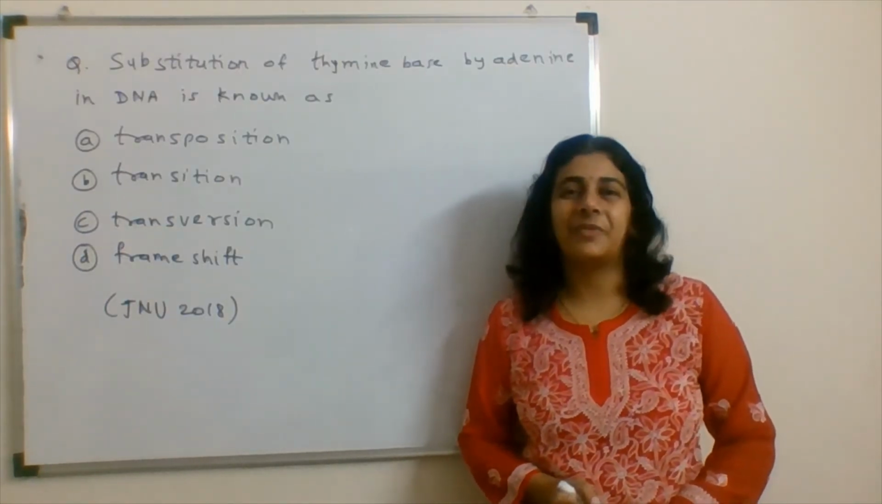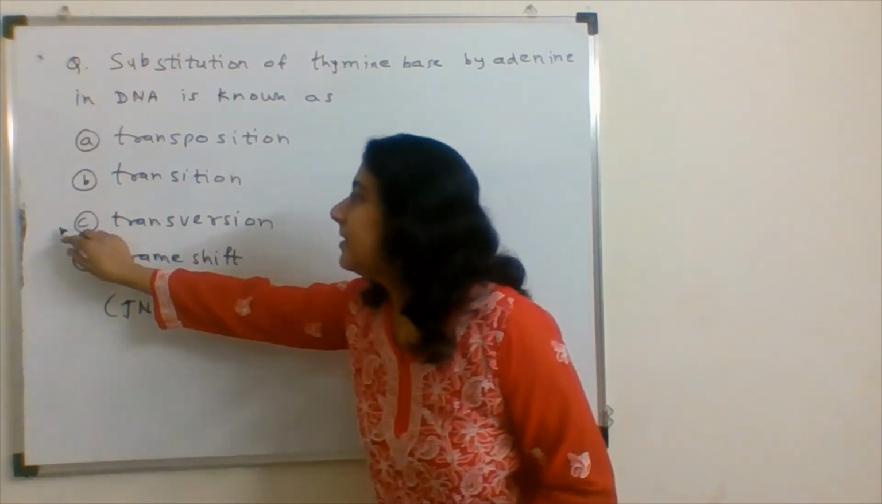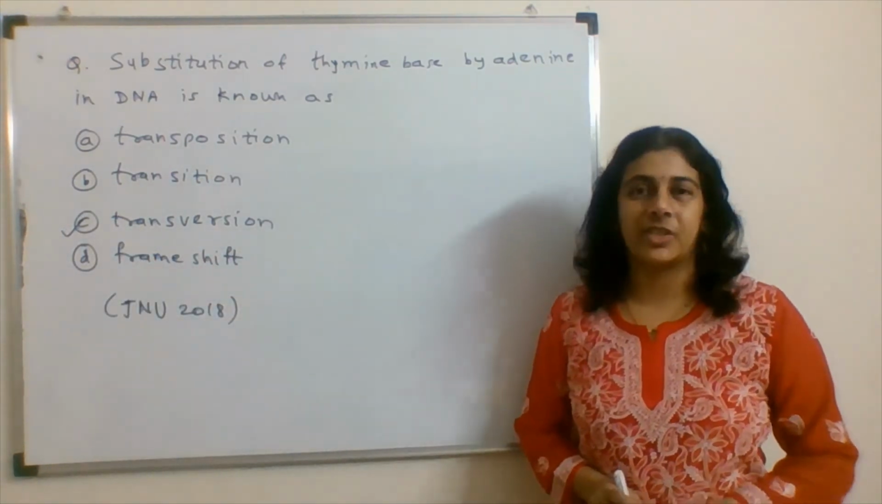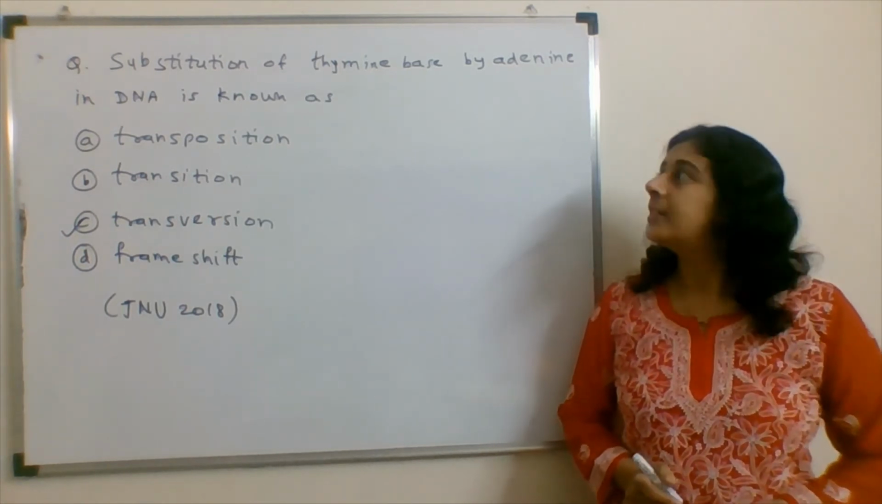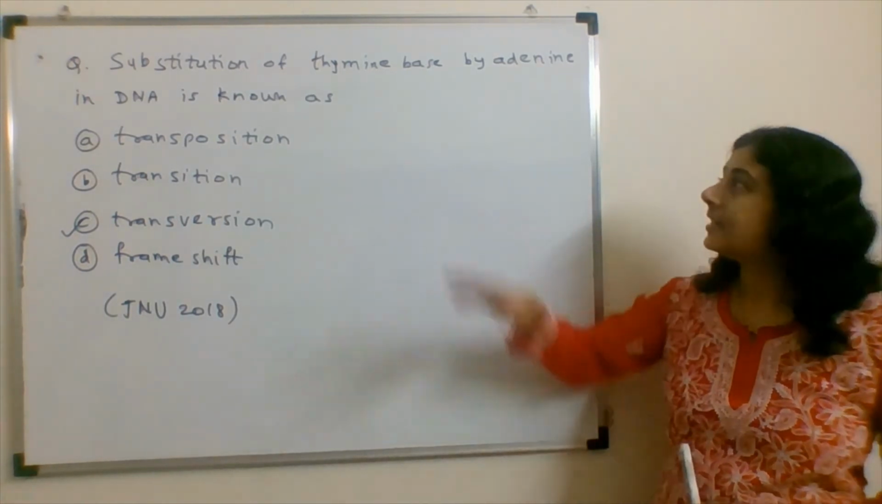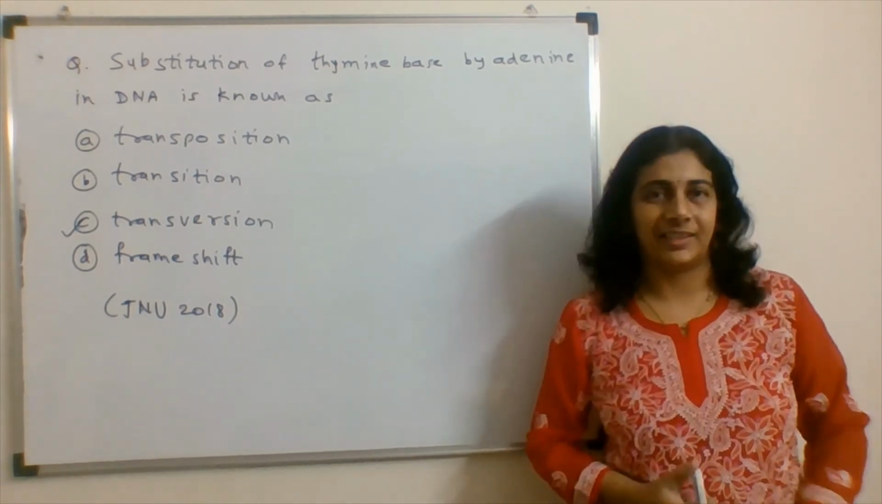So the correct answer for this question is option C, that is transversion. Transversion is the type of mutation when there is a change of a thymine base to adenine.